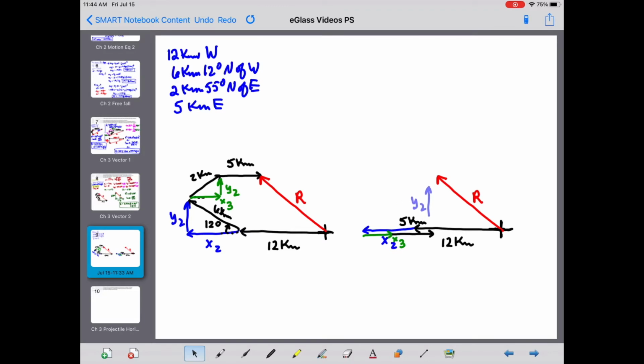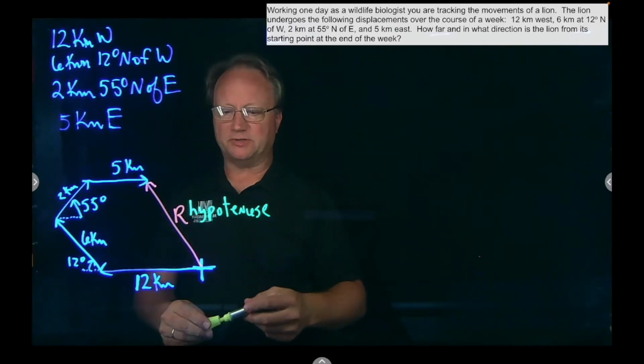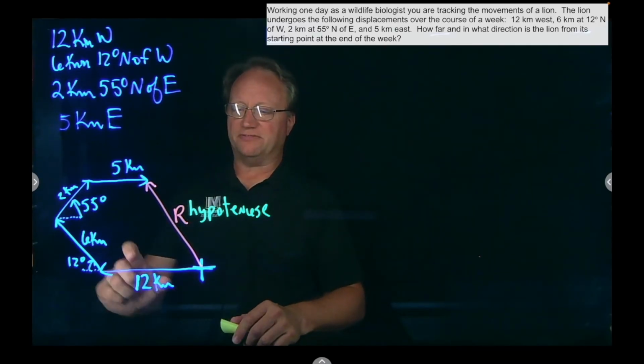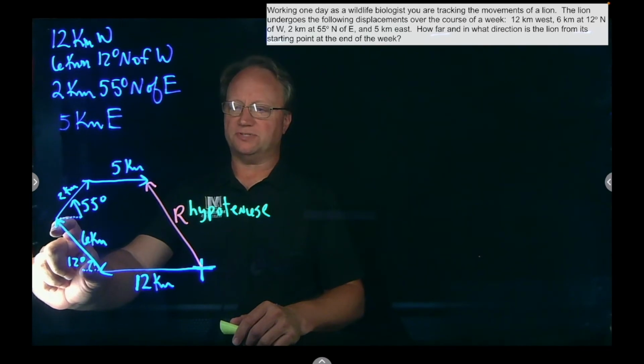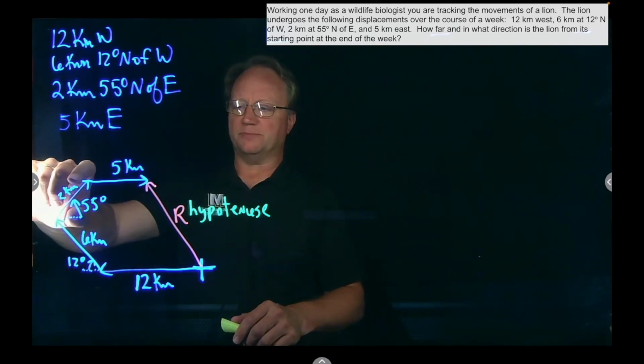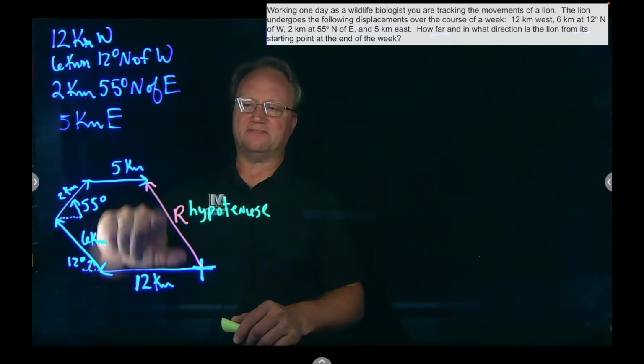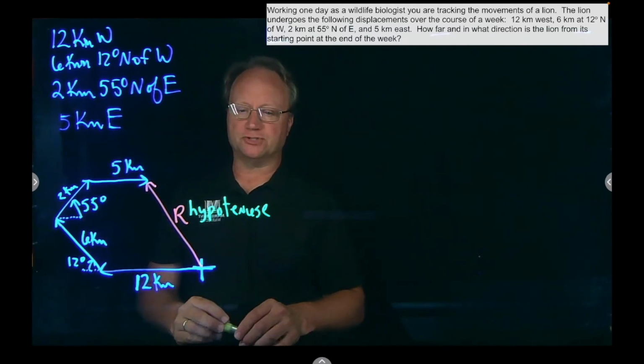Now, bringing over the y's, both of those are upward, so those end up with an addition, and notice how that combination gives us the right triangle where R is the hypotenuse. So then, to be able to do that, we're going to have to find the x and the y components of the 6, the x and the y components of the 2. The 5 and the 12 are already resolved down.